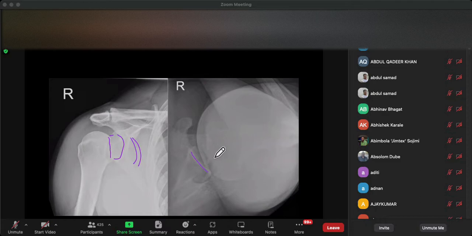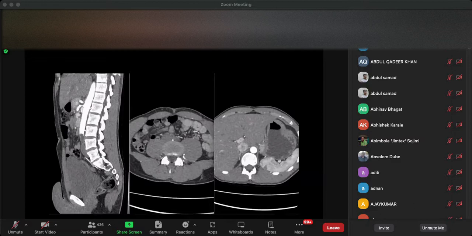And there's the articular surface of the humerus. And it's obviously behind the glenoid. So it's the reverse Hill-Sachs deformity. So there's the glenoid, there's the humeral head. So that was posterior dislocation.